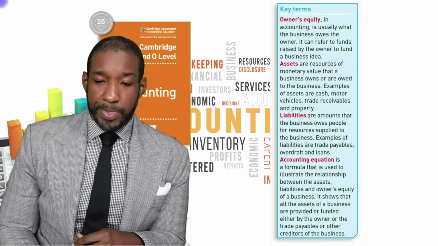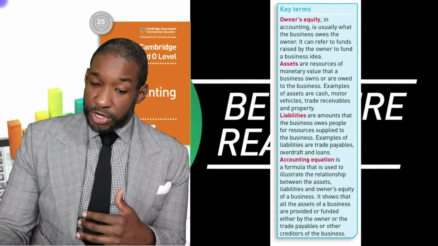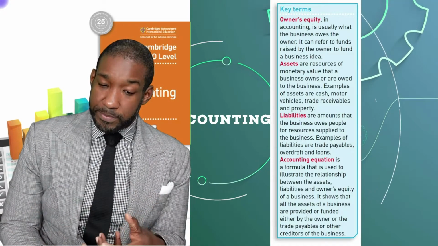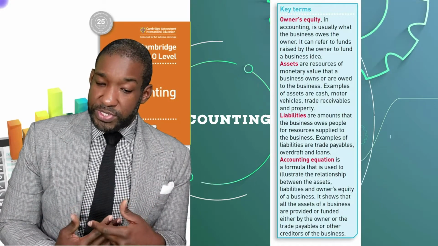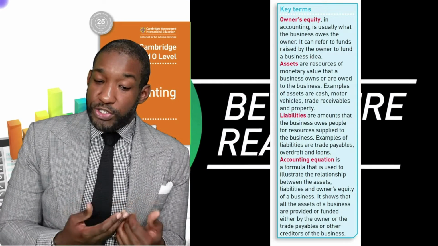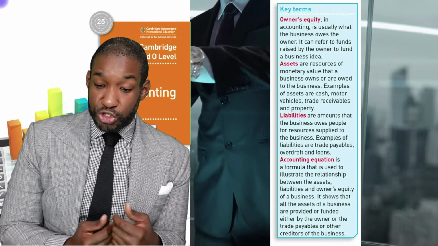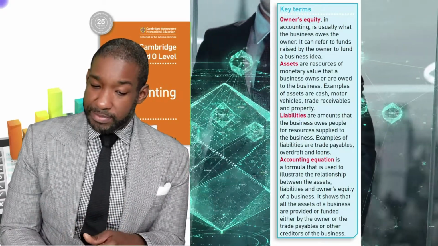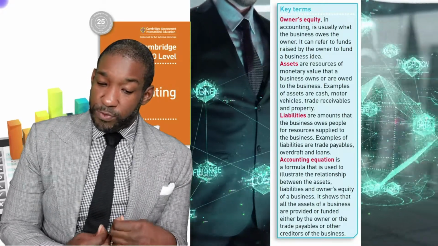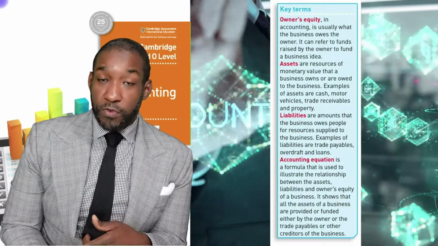Key terms. Owner's equity in accounting is usually what the business owes the owner. It can refer to funds raised by the owner to fund a business idea. Assets are resources of monetary value that a business owns or are owed to the business. Examples of assets are cash, motor vehicles, trade receivables, and property. Liabilities are amounts that the business owes people for resources supplied to the business. Examples of liabilities are trade payables, overdraft, and loans.